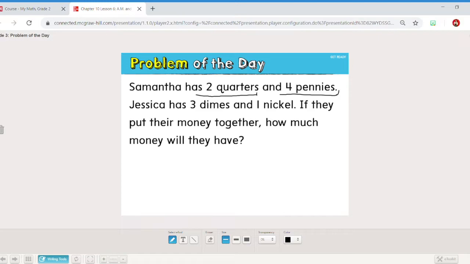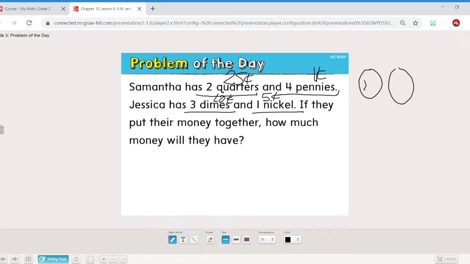She has 2 quarters and 4 pennies. I know a penny is 1 cent and a quarter is 25 cents. Jessica has 3 dimes and 1 nickel. A nickel is 5 cents and a dime is 10 cents. It gets a little mixed up over there, so I'm going to put my work on the side. And I'm going to draw a picture.